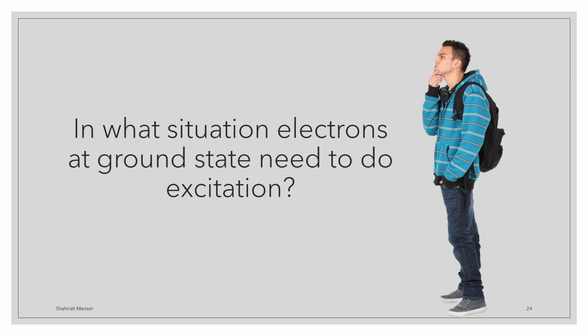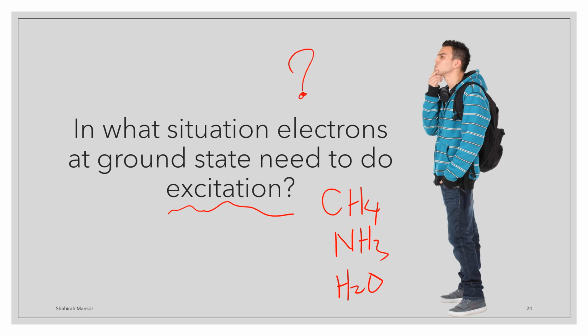In what situation do electrons at ground state need to do excitation? You have learned the orbital overlapping and hybridization for CH4, ammonia, and water just now. So if you still cannot answer this question, it means that you have to rewind and watch once again the hybridization and overlapping of these three. You will get the answer from there.